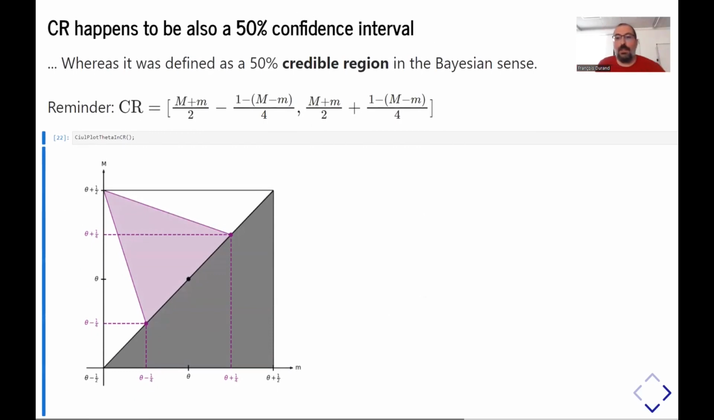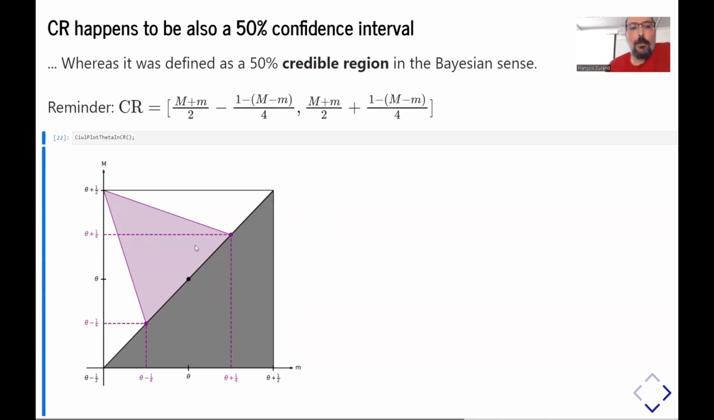So it happens to be the case that in this example, the credible region is also a 50% confidence interval. Keep this sentence in your head. We defined CR as a natural 50% credible region in the Bayesian sense. But in fact, we will see that it happens to be a 50% confidence interval. Yeah, that was my question. Of course, that's optimal. Yes, that's really what we will illustrate.